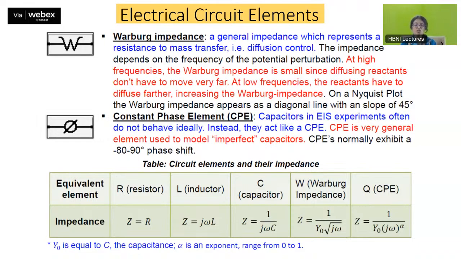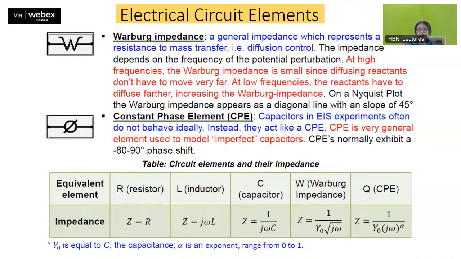And then you have something which is known as the constant phase element. Capacitors in EIS experiments often do not behave ideally. Instead, they will behave like a constant phase element. So these are nothing but very imperfect capacitors. As I said, normal or true capacitors will have a minus 90-degree phase shift, whereas in case of a constant phase element, that phase shift is not exactly 90, it will be a little less than 90.